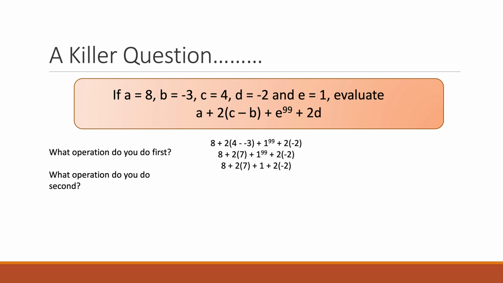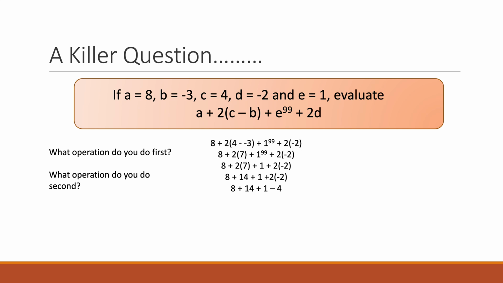Very good. All right, so as we look at it now, we have an addition, a multiplication. 2 in parentheses 7 means 2 times 7. Another addition, another addition and multiplication. So obviously we've got to do the multiplications next, going left to right. So I go 2 times 7 is 14. Then I do the next multiplication, which is 2 times -2, which is -4.